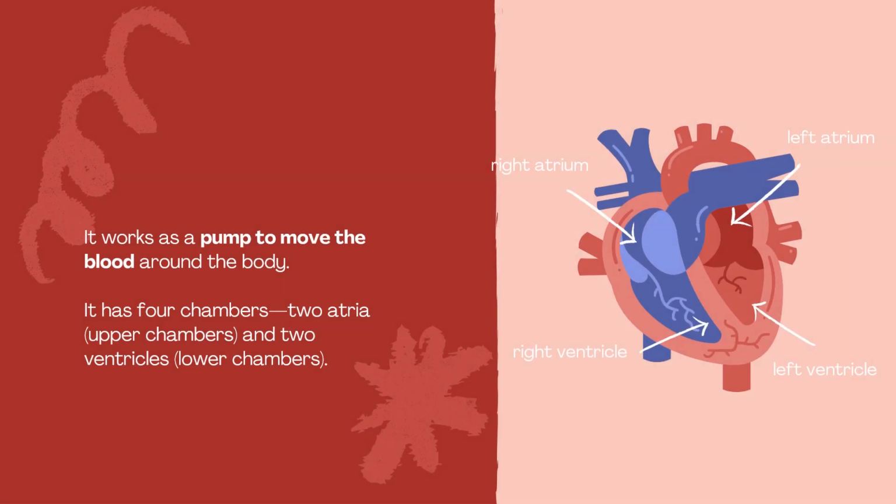Okay, first of all, let's see the heart. It works as a pump to move the blood around the body, and you can see the picture on the side. It has four chambers: two atria, that is the right atrium and the left atrium, and the second one, two ventricles, the right ventricle and the left ventricle. So let's see their functions.